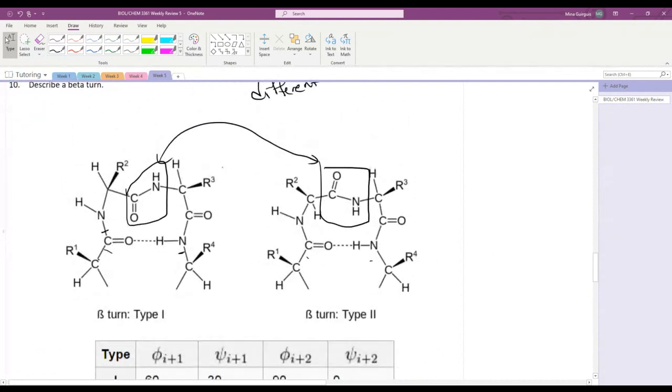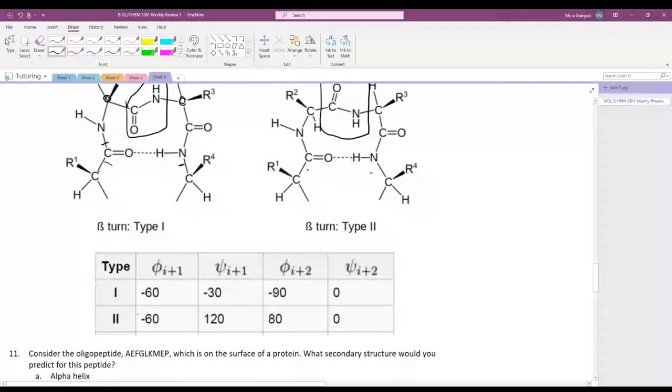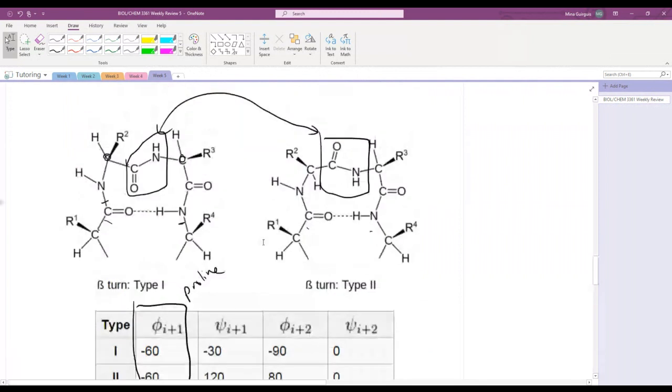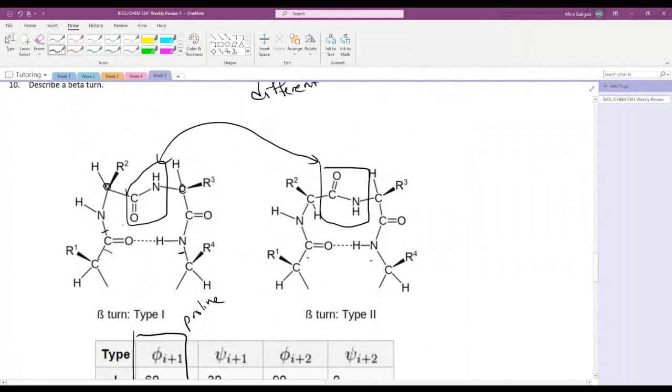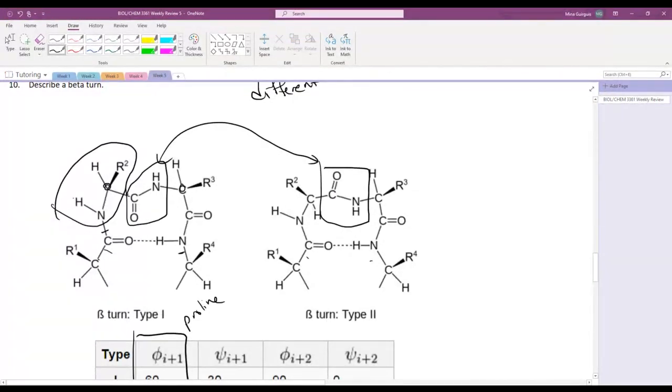I should say R2. So it's referring to this amino acid with the phi i+1, and this amino acid with the phi i+2. The reason that I want to point this out is this tells me proline would be very happy. Proline is very prevalent in these beta turns because the phi angle is -60. More appropriately, they're very prevalent in this position because of that phi angle in both types of beta turn.